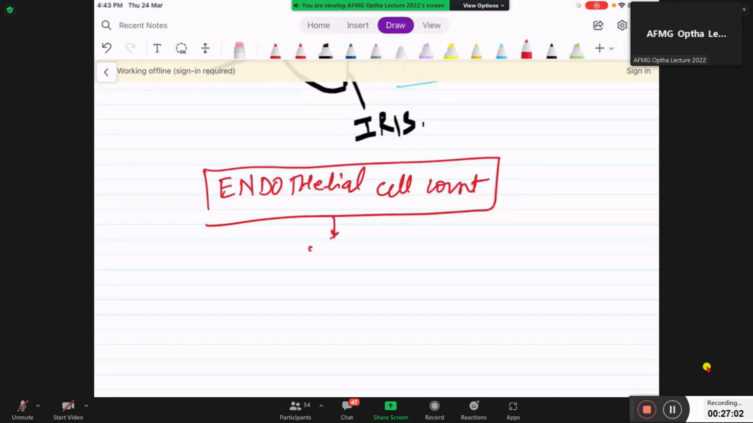So the normal endothelial cell count, write down, is somewhere between 2500 to 3000 cells per square millimeter. This is the normal endothelial cell count in a normal individual, right? In a young patient, the normal endothelial cell count is 2500 to 3000 cells per square millimeter.